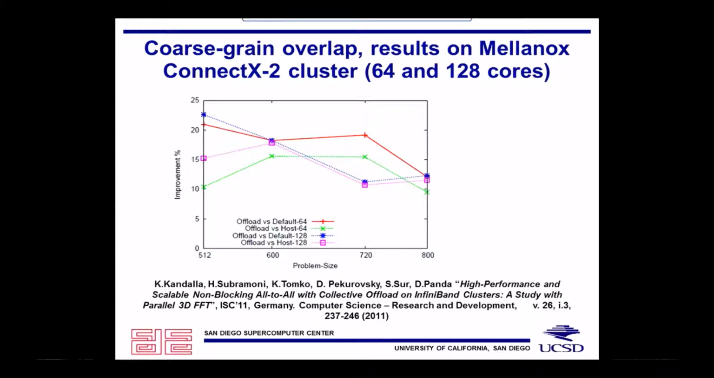These are some results of work with coarse-grain overlap. These results were obtained on a Mellanox ConnectX-2 cluster. We see anywhere from 10 to 20% improvement in total performance based on overlap. So that's an encouraging result.